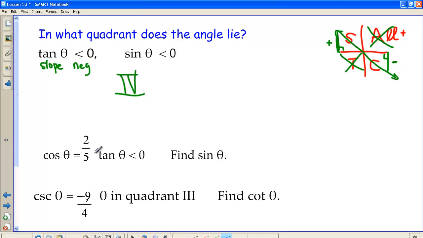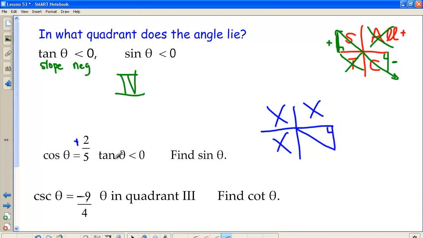Now, this says cosine is positive, tangent is negative. So let's look at our quadrants. Okay, for cosine to be positive, it has to be one of these two quadrants. But for tangent to be negative, we have to rule out quadrant 1. So apparently our triangle is located down here. So I'm going to label my adjacent side 2, my hypotenuse 5.